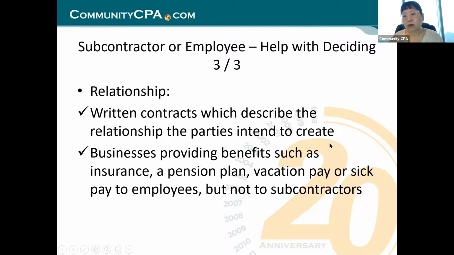As a subcontractor, you're on your own. You create your own dynamics, really. So those are the three identifiers to separate employee from subcontractor. Number one, behavior control. Number two, financial control. Number three, relationship. Relationship is best defined by what? By a piece of paper.